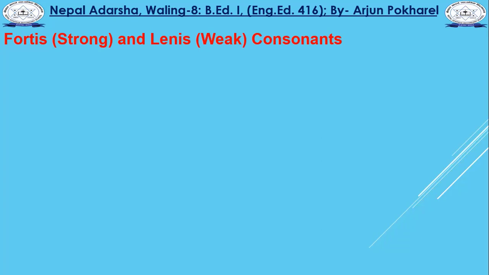Consonants can also be defined or described as Fortis and Lenis consonants. There are two different types of consonants on the basis of force of articulation. While producing consonant sounds, there is some kind of muscular tension. On the basis of that force of articulation, that muscular tension, the consonants can be classified as Fortis and Lenis.